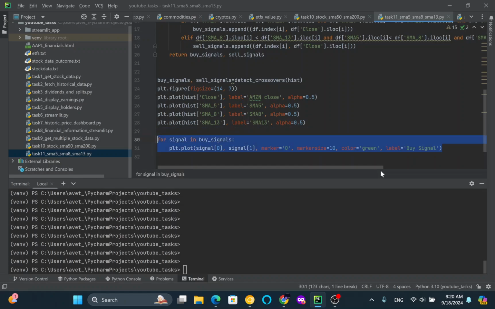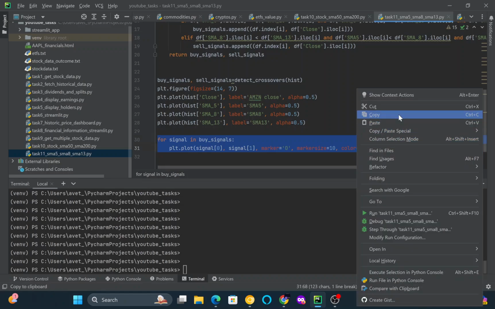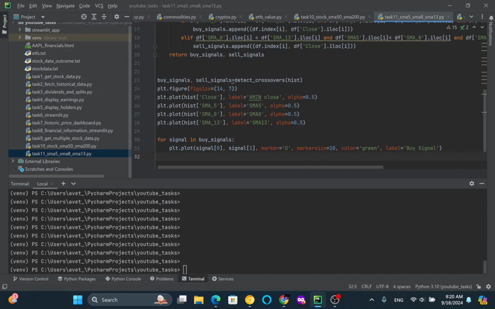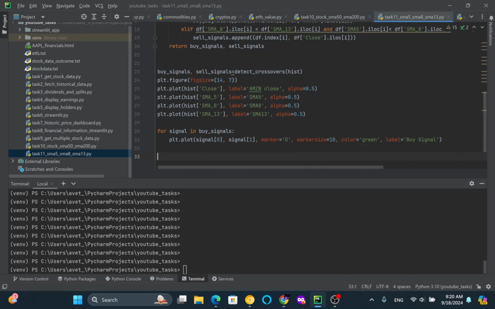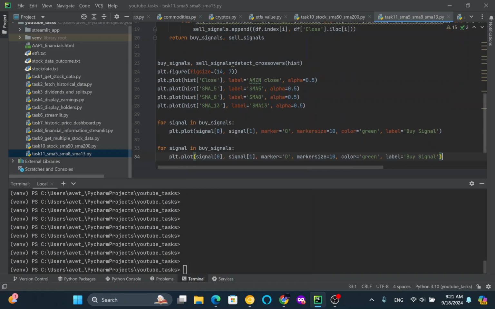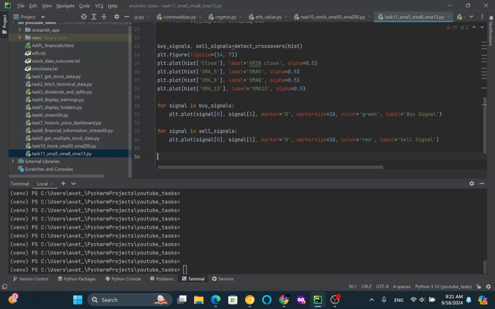We will copy this and do the same more or less for sell signals. Paste here. Signals. Okay. Let's have it red and label it a bit different. We got this too. Now let's add all of it into the main plot.